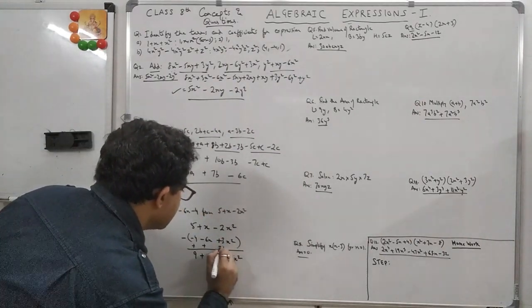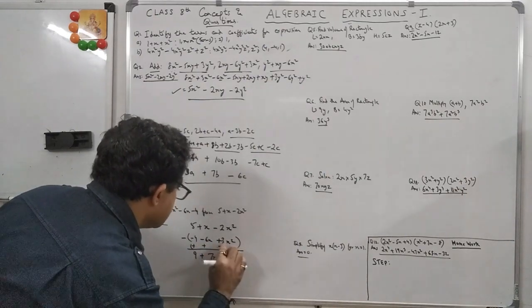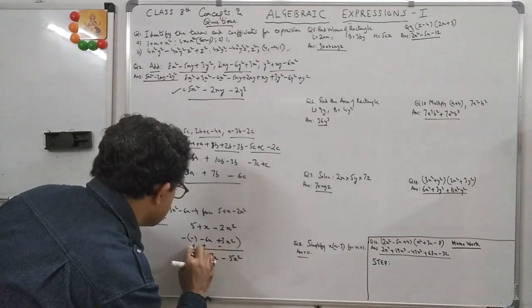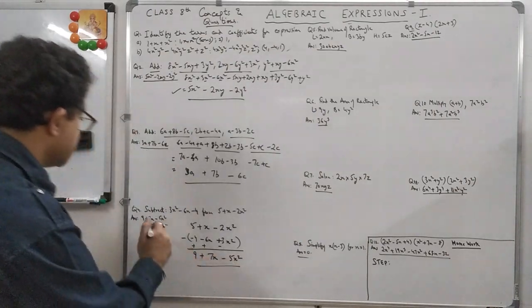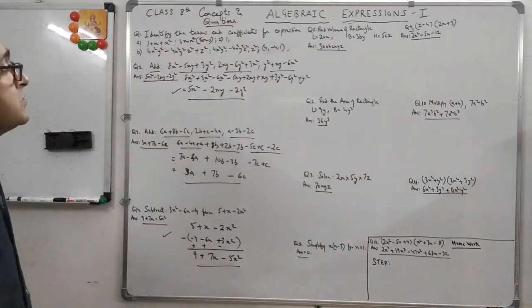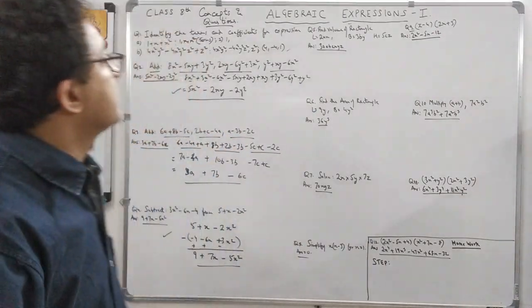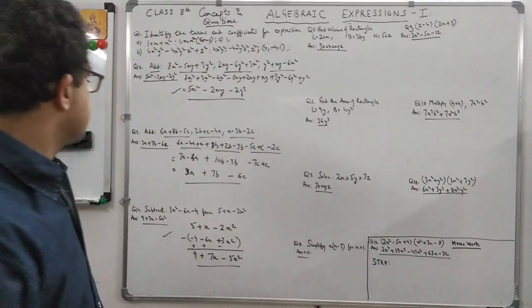Because the signs which are at the bottom have to be seen. You don't put anything like this. So this is how you do these questions. This is the answer. Now let's do the multiplication. Some question on multiplication further.